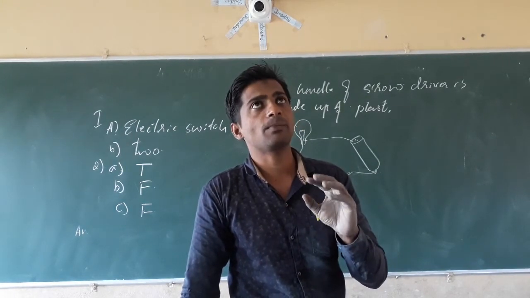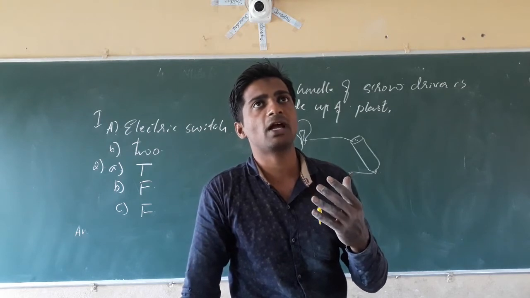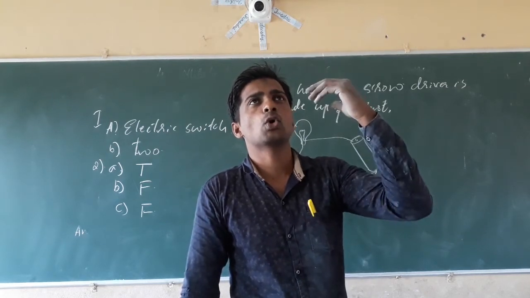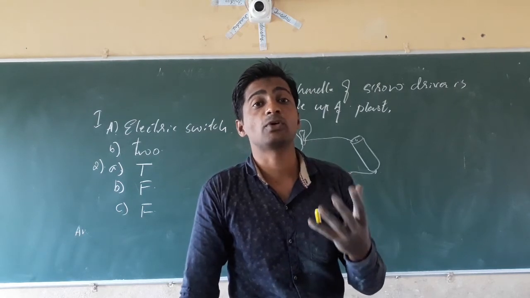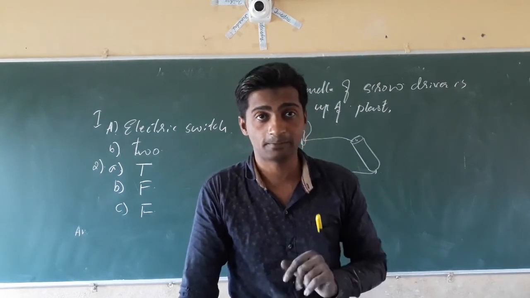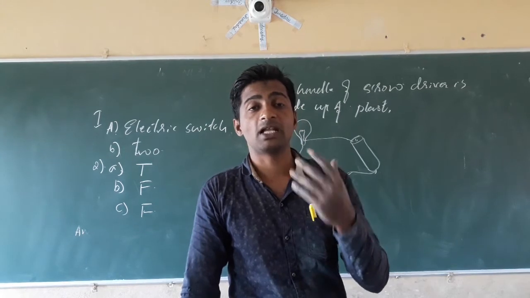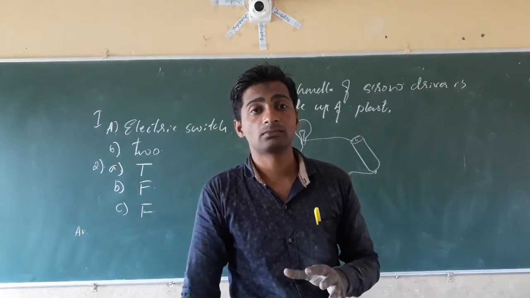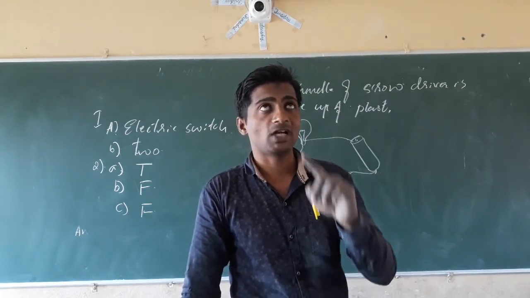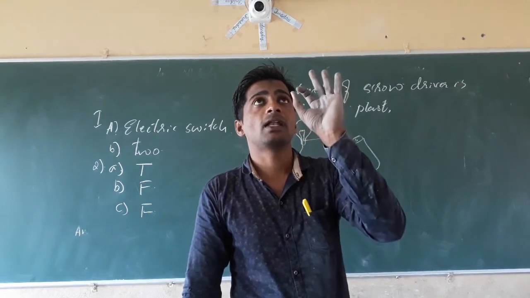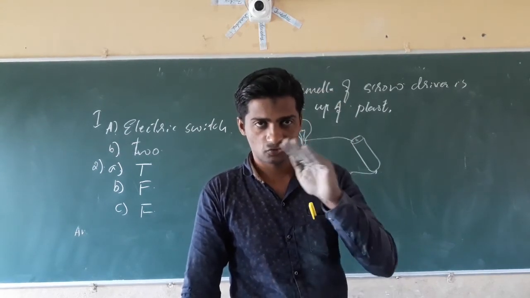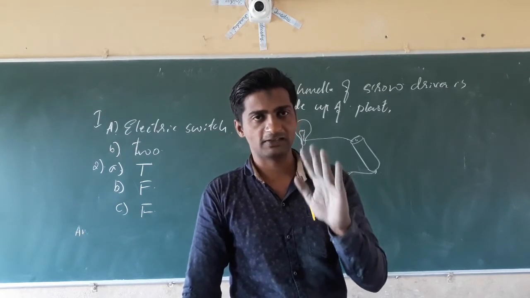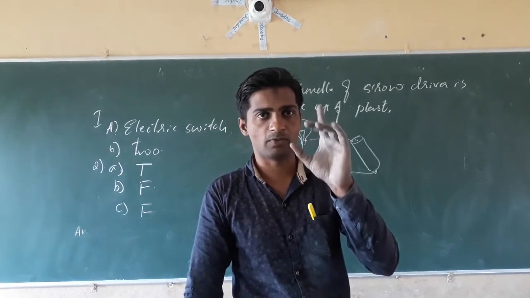See, for example, if we do not have the switch, what happens? The bulb will glow continuously, or that may lead to the burning of the electric device. That electric device may burn. For that, we have to connect the electric circuit with a switch. The electric switch stops or breaks the electric circuit, by which the bulb will go off.